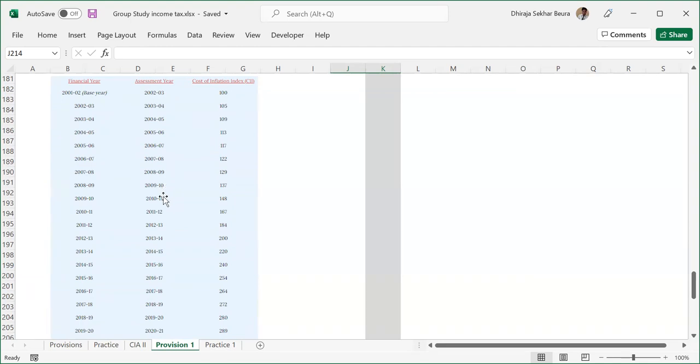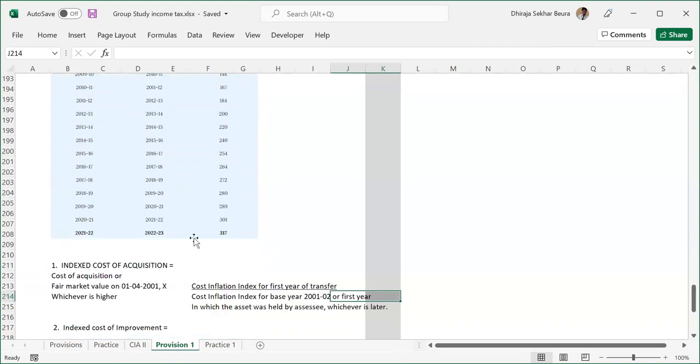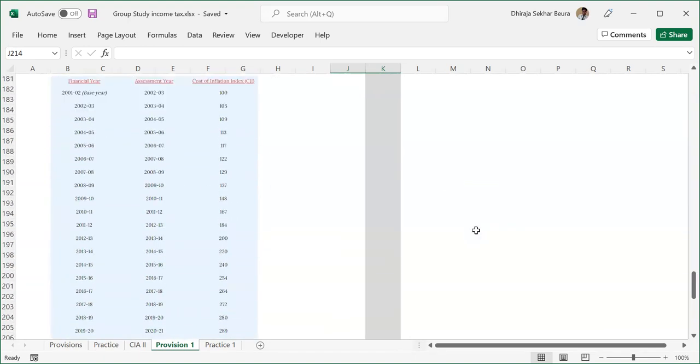I remember sir saying that the table will not be provided, so it is better to carry it, or at least he said that most of the CIIs will be provided in the question, but you only remember the first and the last one. First one is 2001-02, which is 100, and last one is 2021-22 assessment year, which is 301. Any approach you follow, that's fine.